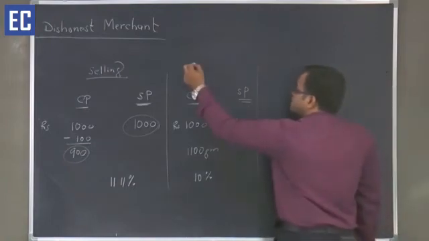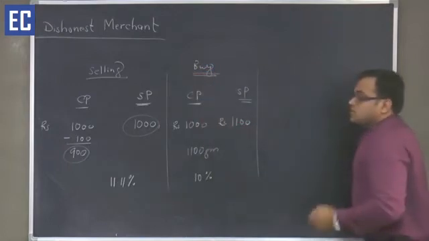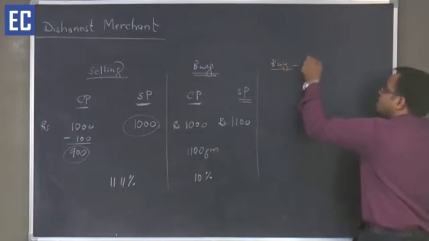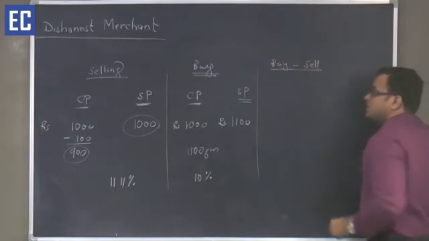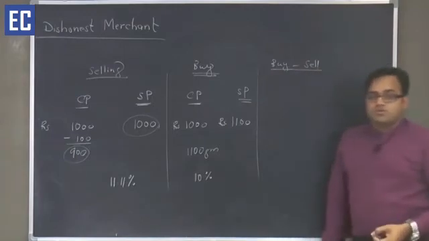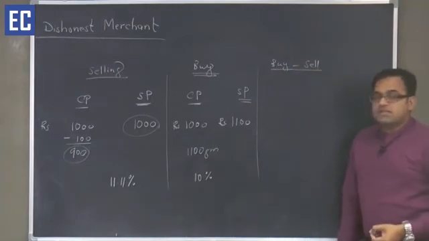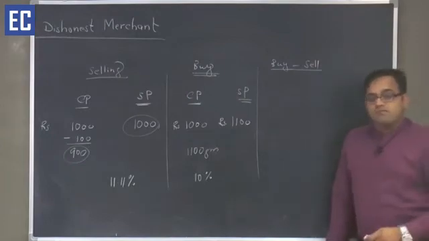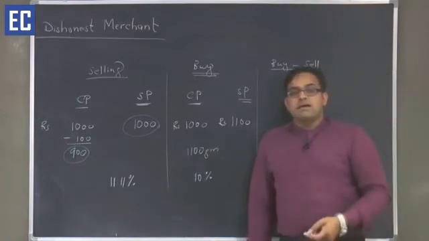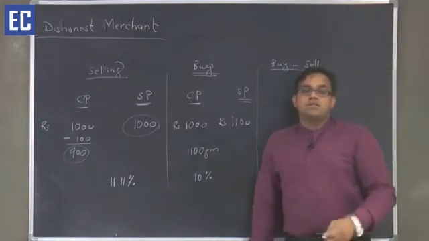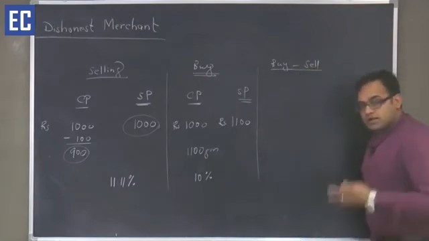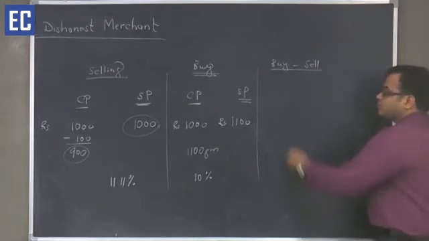This is when he is cheating on the buying side. Third case, when let us say he is cheating on both buy and sell side. If he is cheating on both the buy and the sell side, then what will be his profit percentage? So now what is happening is, let us say when he is buying, he steals 100 grams. When he is selling, he undersells by 100 grams. Then on the whole, what is his profit percentage? You should pause this video here, attempt this question, and then you should continue from here.